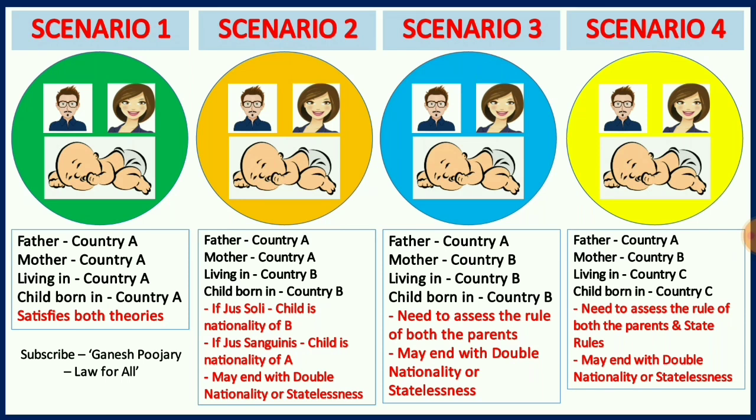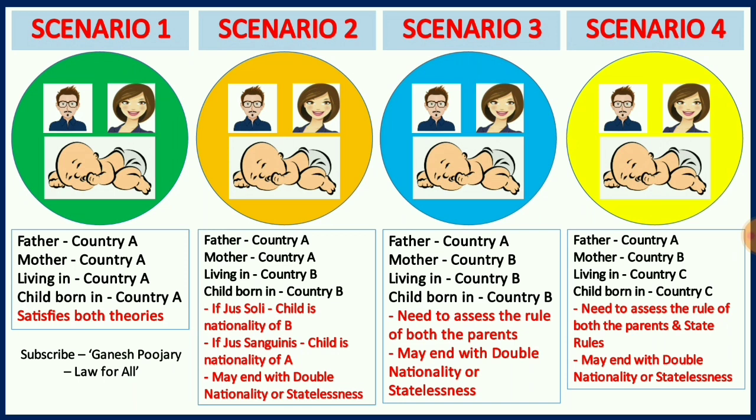Now, if we know that it is a mess, we need to sort it out. So to reduce the burden, a lot of conventions and treaties came into place to bring some kind of equilibrium in the concept of nationality in all the states of this world.